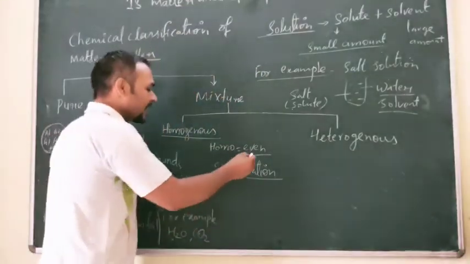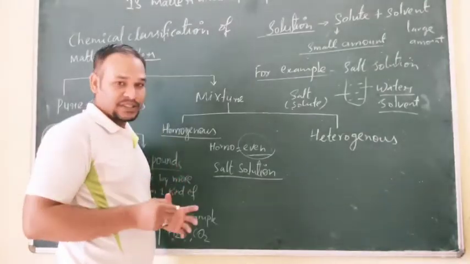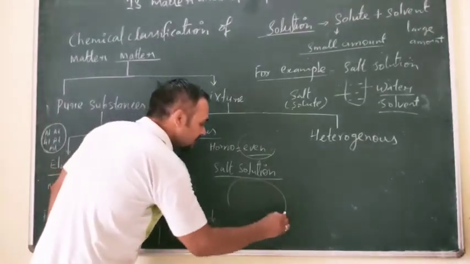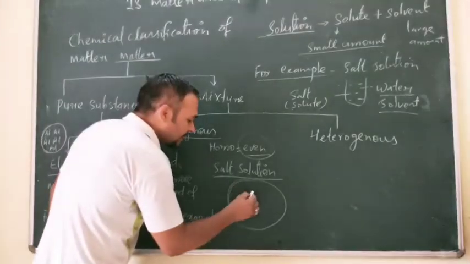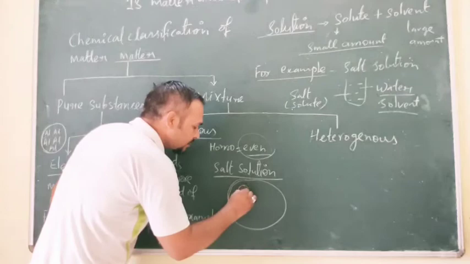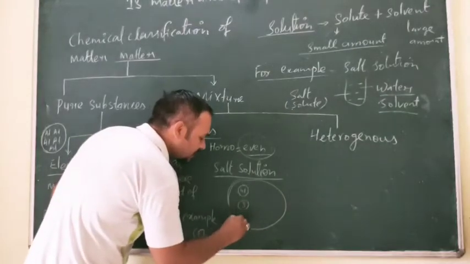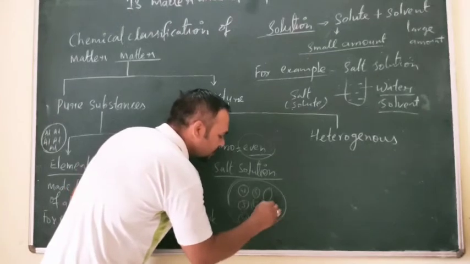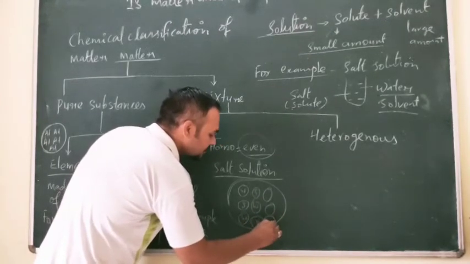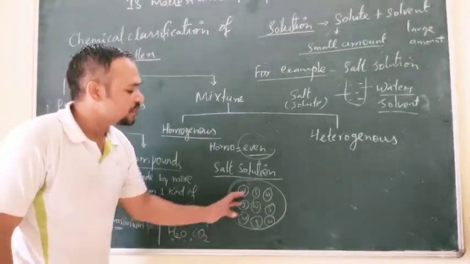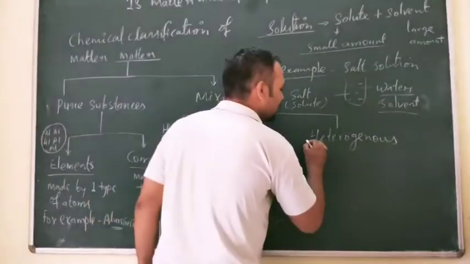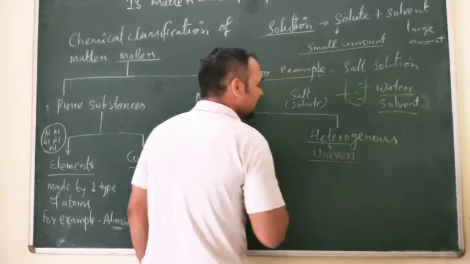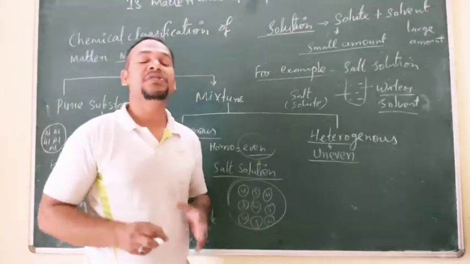In a homogeneous mixture, what is happening? The components of the mixture are evenly distributed, right? Suppose this is a part of the salt solution, with water molecules and salt molecules inside it. They are evenly distributed throughout the solution. In a heterogeneous mixture, hetero means what? Hetero means uneven, right? When the components of the mixture are unevenly distributed.